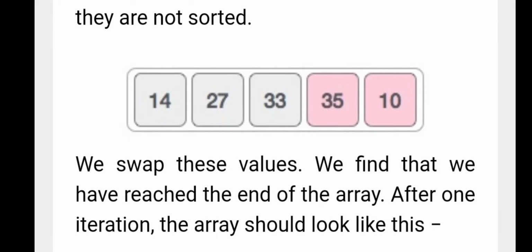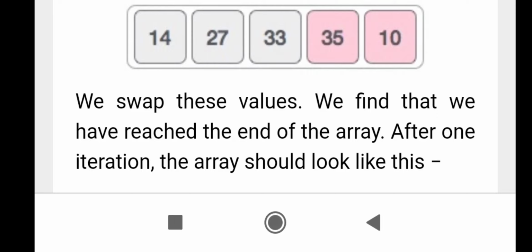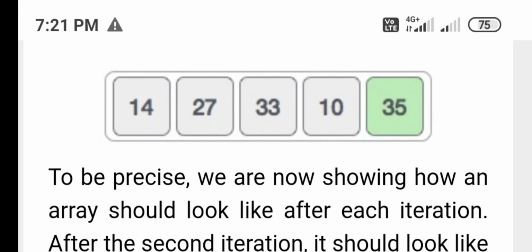We find that we have reached the end of the array. After one iteration, the array should look like this. After completion of swapping 35 and 10, we have 14, 27, 33, 10, 35. This is nothing but the completion of the first iteration. You observe 14, 27, 33, 10 and 35. Is it in proper order?